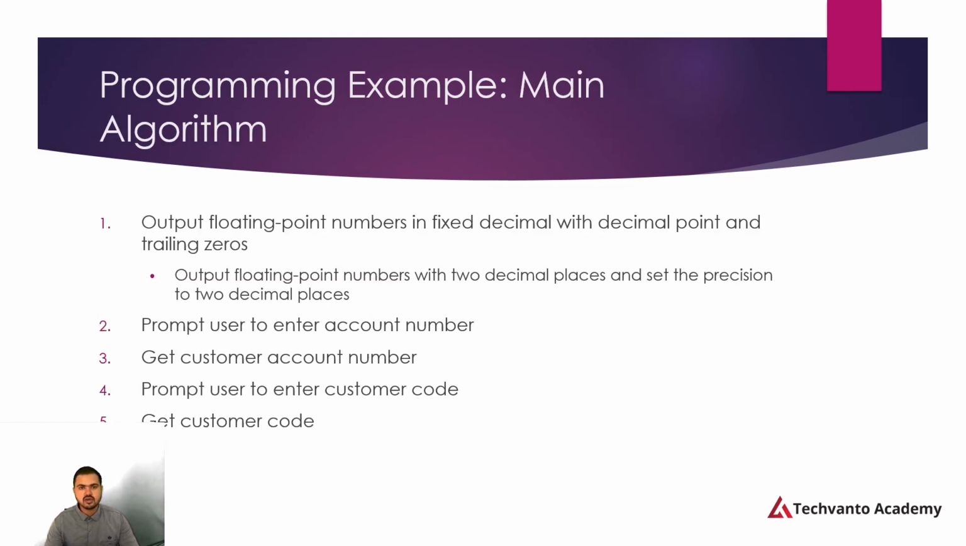Here we are going to go through our algorithm for calculating the bill one more time. First, we are going to output floating point numbers with two decimals. We are going to use input output manipulators, setprecision, for fixing the two decimal places. After that we ask for the account number and get it. Again we ask for the customer code and get the customer code as well.